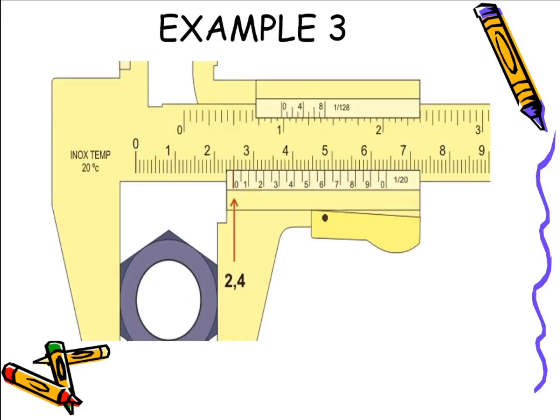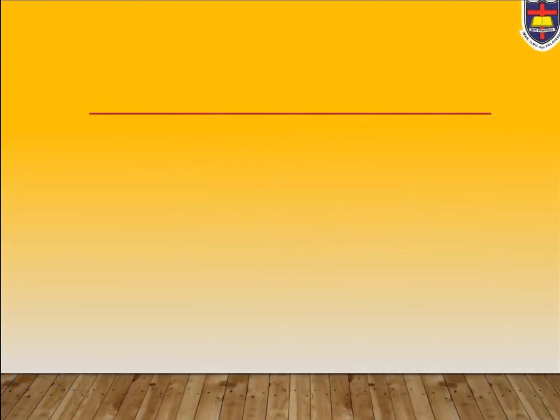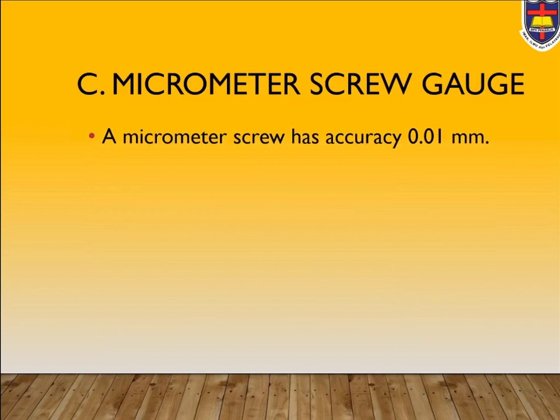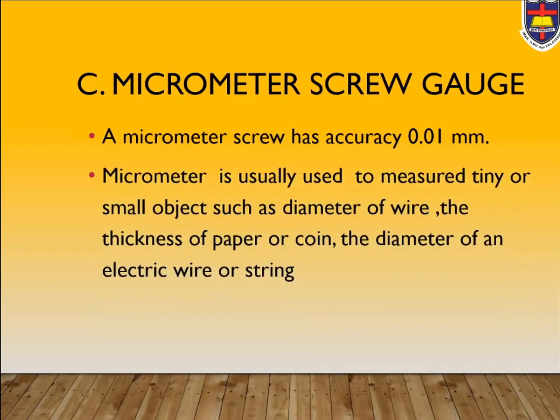Now, micrometer screw gauge. A micrometer screw gauge has an accuracy of 0.01 millimeter. A micrometer is usually used to measure tiny or small objects such as the diameter of a wire, the thickness of paper or a coin, and the diameter of an electric wire or string.